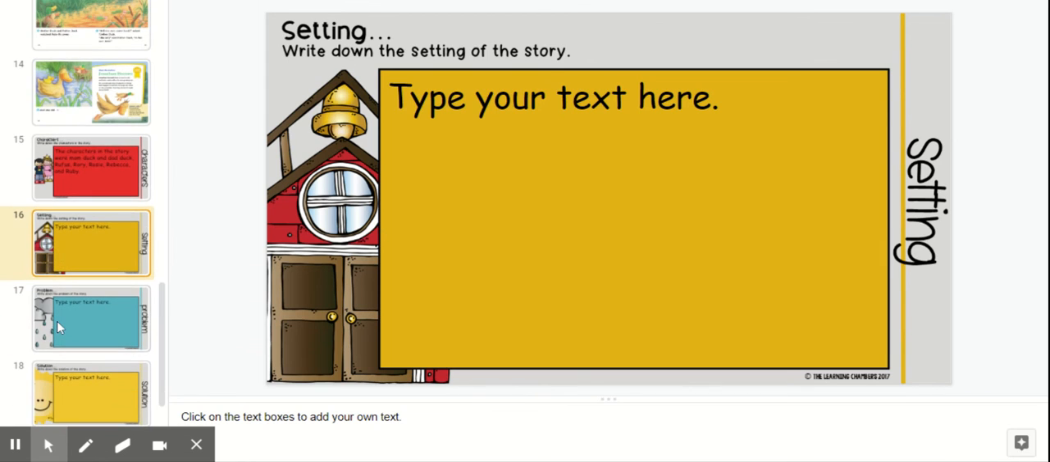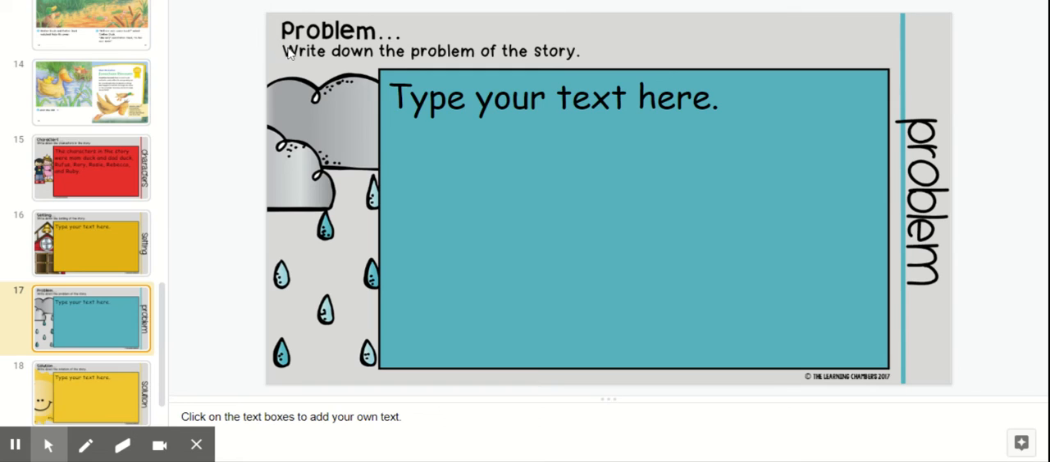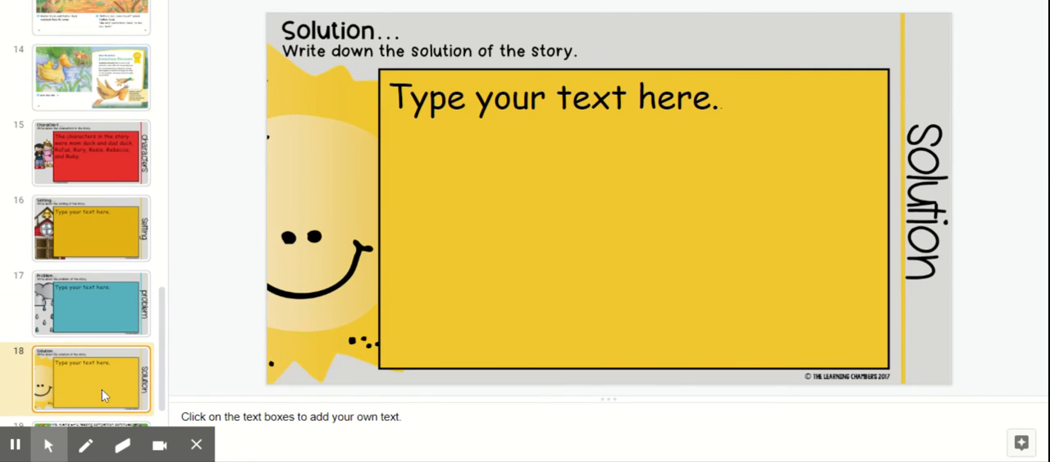Okay, think about it. The problem. Write down the problem of the story. Type your text here. What was the problem of the story? Remember, they were worried about Ruby. Why were they so worried about Ruby? And then the solution. Okay, how did they solve their problem? Think about how the problem was solved.